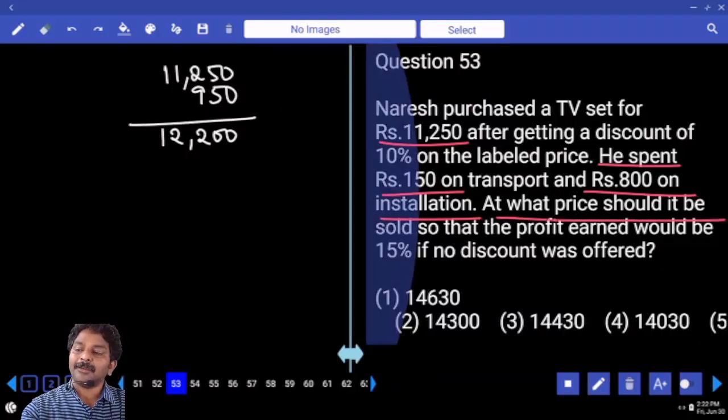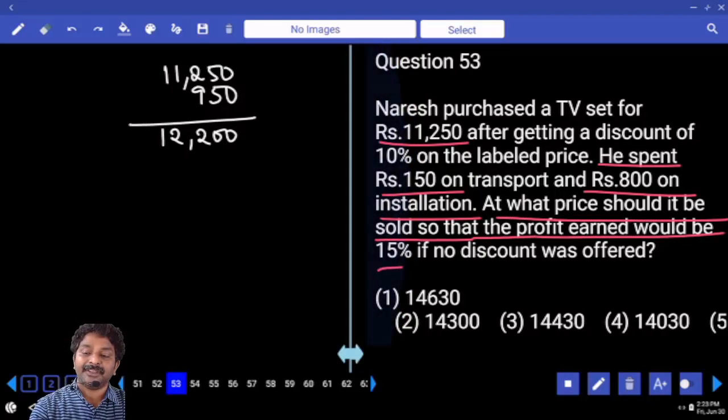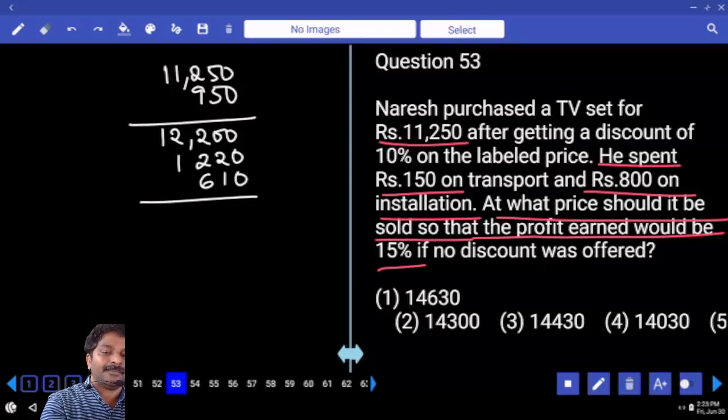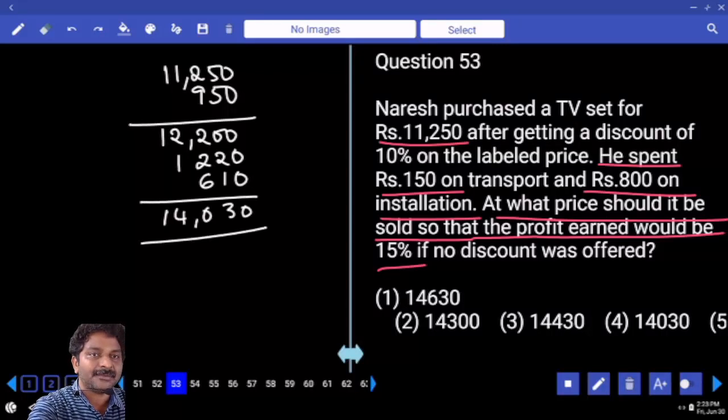Then at what price should it be sold so that the profit earned would be 15% if no discount was offered? He is not giving any discount now. Naresh, he is not giving any discount. Understood? But now he needs to get 15% profit. Can you tell me what is 10%? 12, 20. 5%? 6, 10. Correct? This is 30 and this is 14,030 rupees.